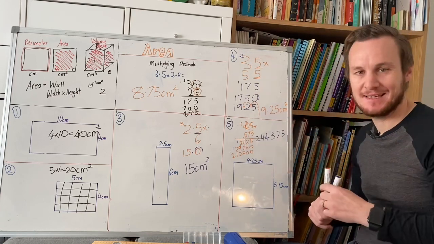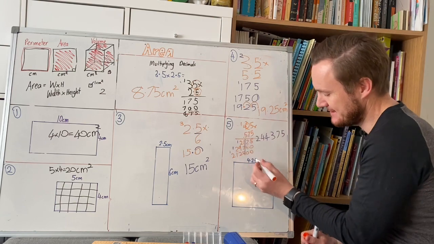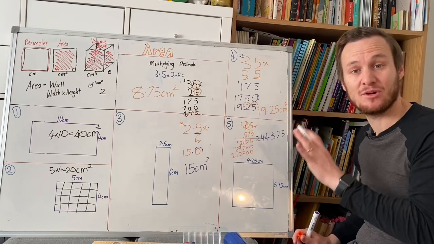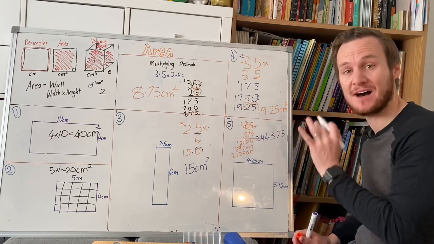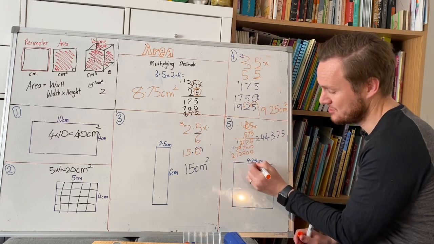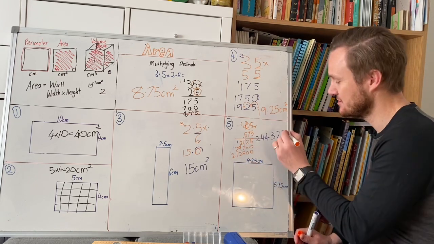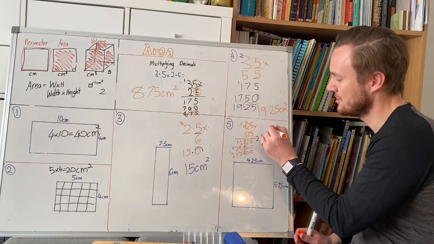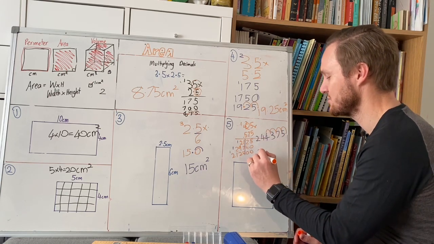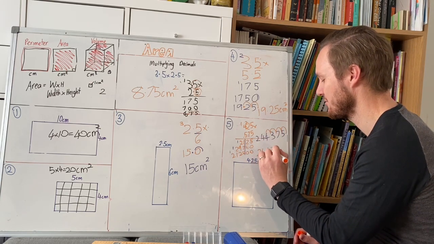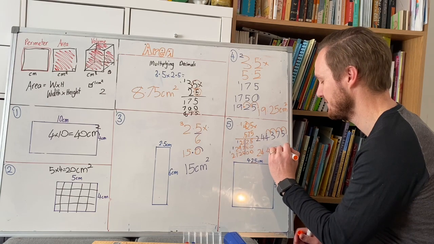Anyway, the main thing is that with the decimal point, you look at how many digits there were after the decimal place. 1, 2, 3, 4. So you go back 1, 2, 3, 4. 24.4375 centimeters squared.